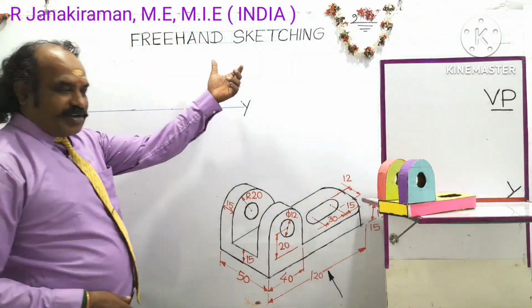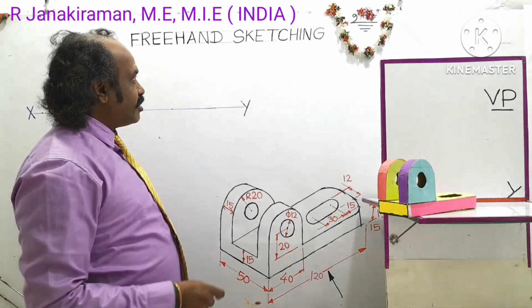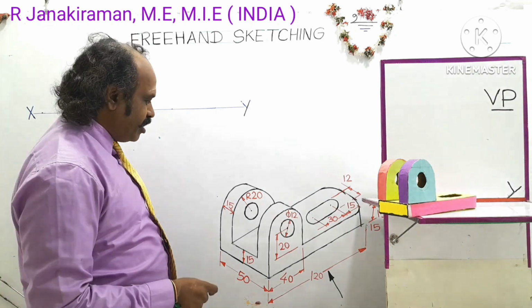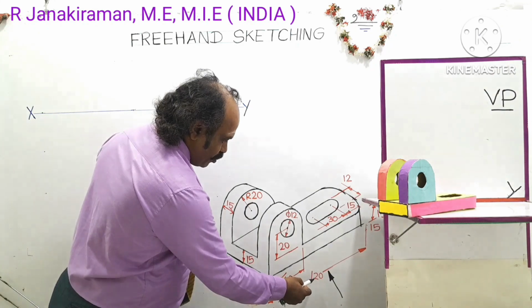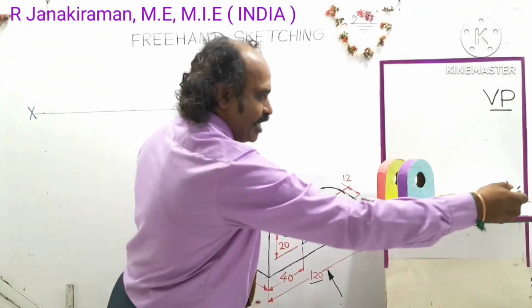It is to be drawn by freehand, not using a scale or mini drafter. It is similar to the concept of orthographic projection; the same rules as orthographic projection are to be followed. Consider the length of the object is given as 120 mm. 120 mm is the length of the object, that is from this point to the extreme right point.